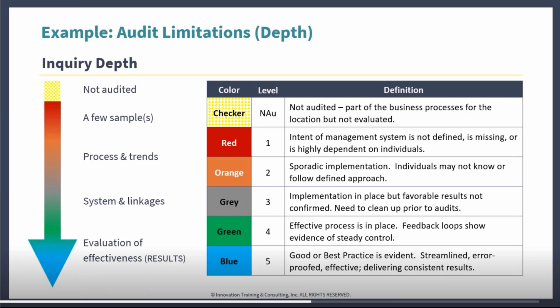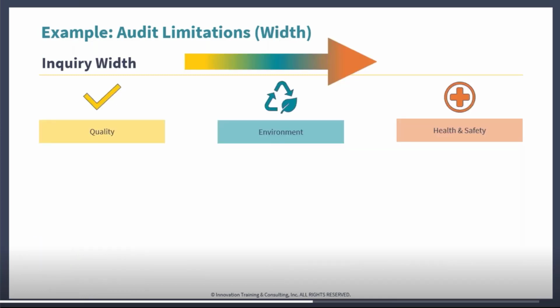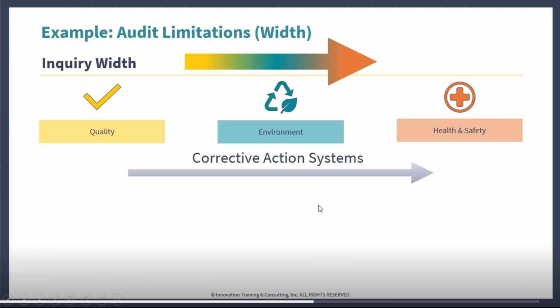So if we're thinking about the width, I wanted to choose corrective action as an example, because you can do an integrated audit even if your systems are not integrated. And hopefully that's the purpose of this slide. But all 3 systems will have internal audit findings. They're likely going into some sort of a corrective action system. Might be the same one, might be a different one.